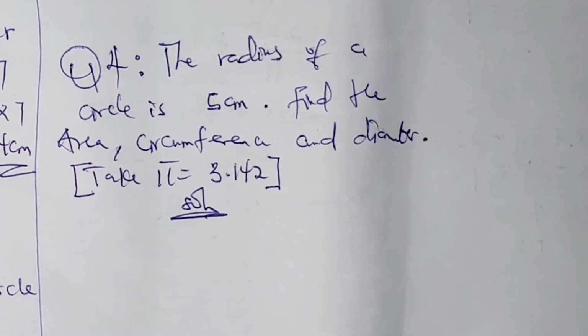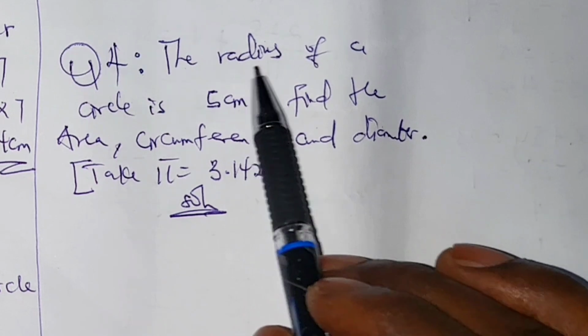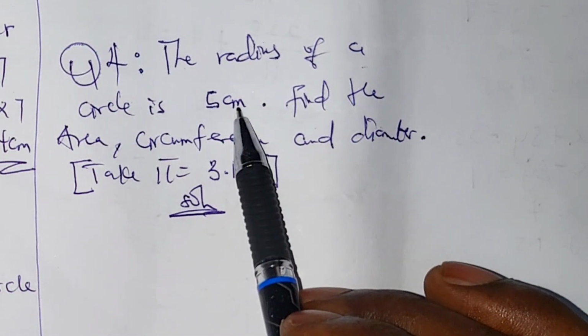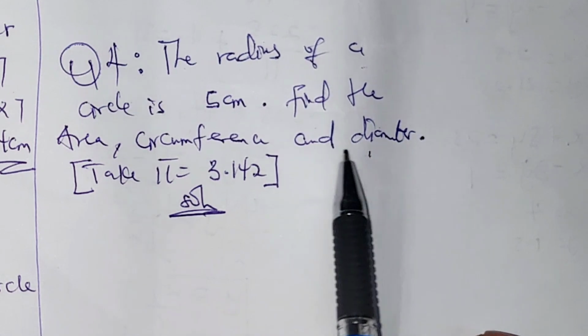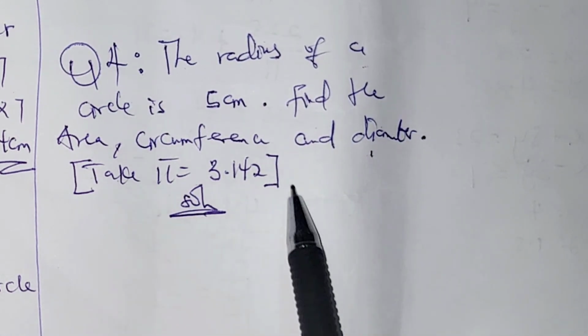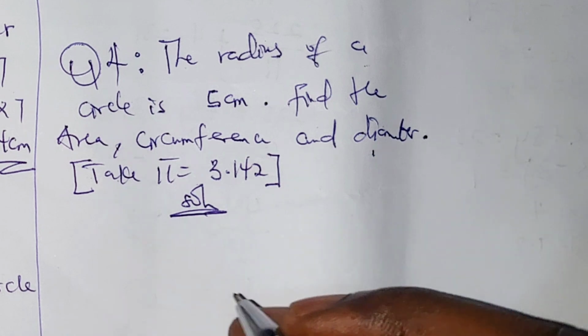So we are given an entirely different question here, where the radius of a circle is 5 centimeters. We have to find the area, the circumference, and also the diameter. And we have to take pi to be 3.142. It's not 22 over 7, okay? So I think it's going to be a little bit of a challenge to some of you, but we are in it together. So let's see how we're going to solve it.